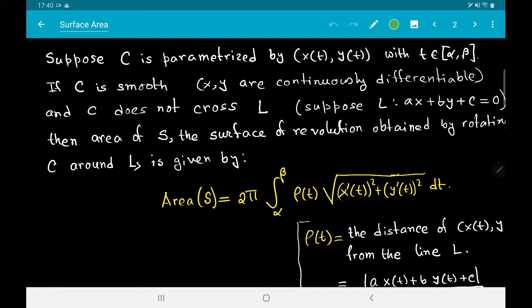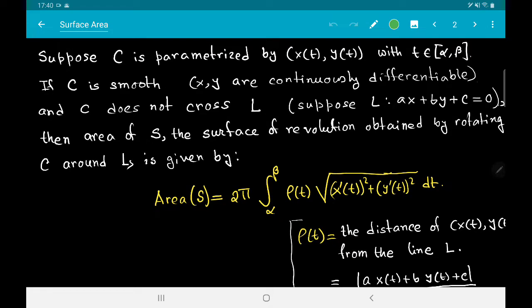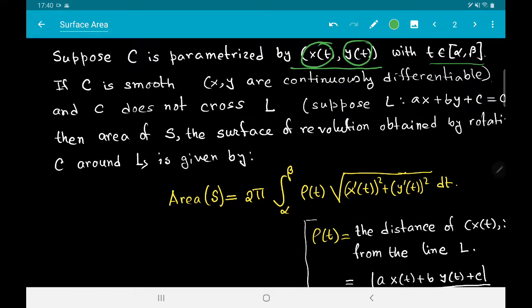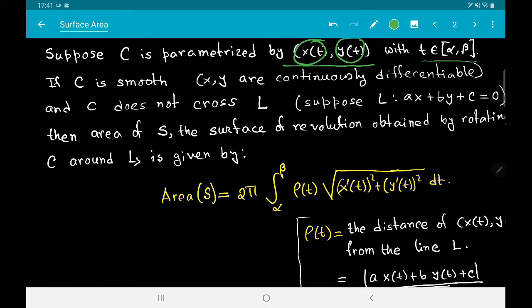Here what we are going to take is C, a parameterized curve. We have seen the notion of a parameterized curve when we talked about arc lengths. So suppose that C is a parameterized curve given by (x(t), y(t)), where t belongs to the closed interval [alpha, beta]. If C is smooth, so what is a smooth curve? Recall that all we need is that x(t) and y(t) have to be continuously differentiable, that is, differentiable functions whose first derivative is continuous, and our condition remains the same as before, that C does not cross L.